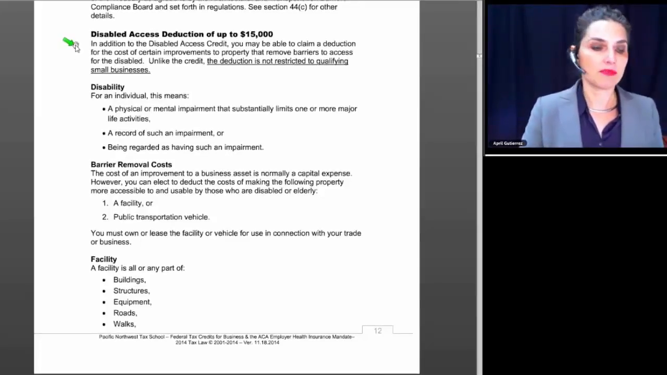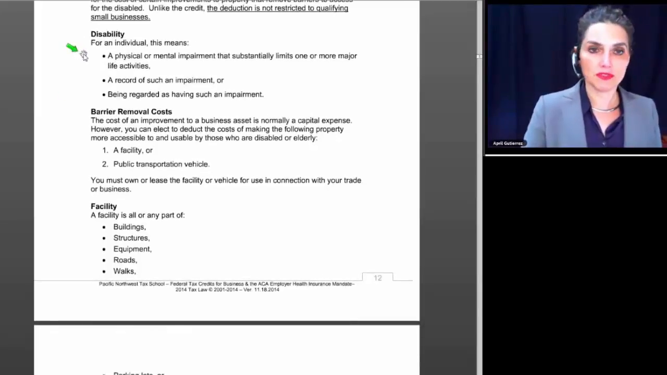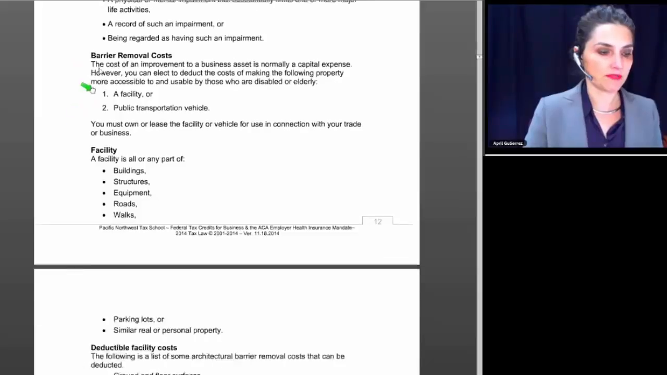So what is the Disabled Access Deduction? It is a deduction that a business can claim of up to $15,000. So in addition to the disabled access credit, you may be able to claim a deduction for the cost of certain improvements to property that remove barriers to access for the disabled. But unlike the credit, the deduction is not restricted to qualifying small businesses. For an individual who is disabled, this means a physical or mental impairment that substantially limits one or more major life activities, a record of such impairment, or being regarded as having such an impairment.